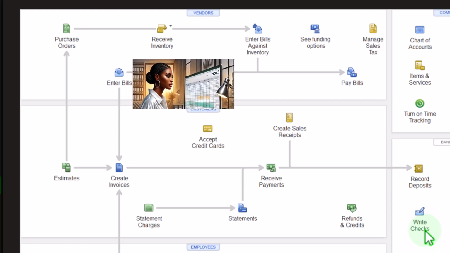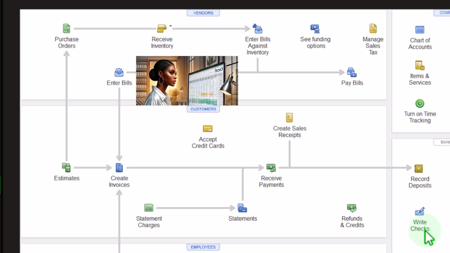So what I want to do is track whether that check clears. Did the check get lost in the mail?